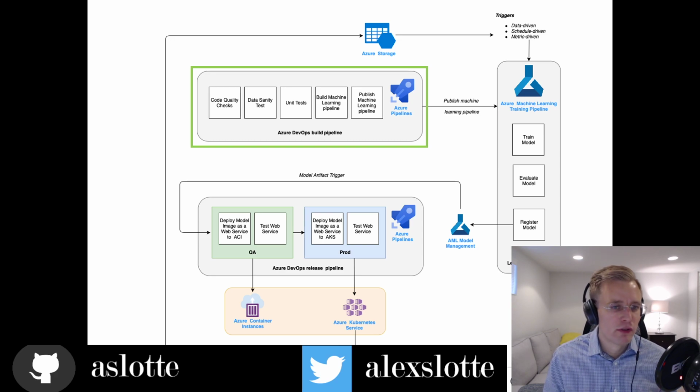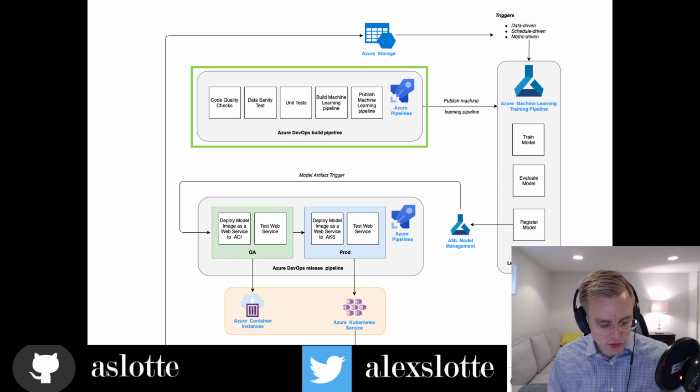That pipeline can do a lot of fun stuff, but one of the things we definitely want to ensure is that it's doing code quality checks, so linting, for example. You can do data sanity checks to ensure that the data we are training the model on is sane. It can do unit tests on the machine learning model code as well to make sure it looks good. And it should also build this training pipeline using the Azure Machine Learning SDK. We'll dive into that just a bit.